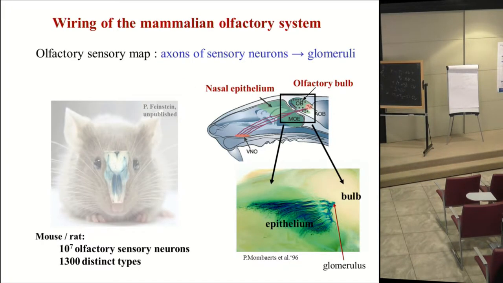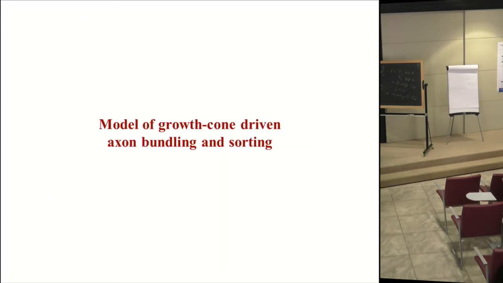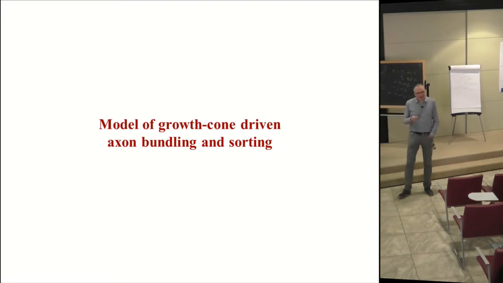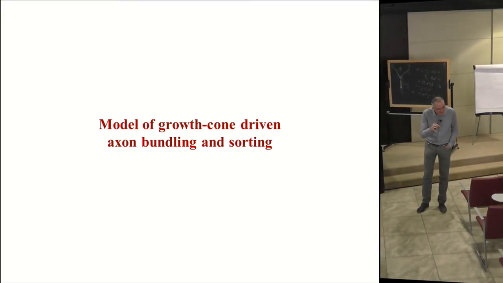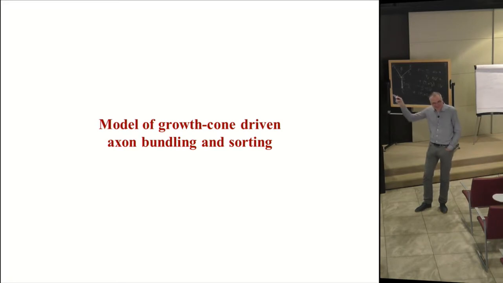The last part that I wanted to cover originally was actually a model of axon bundling that is controlled by the growth cone, okay? And it's older work that precedes this work that we did with Alain Tremblot, where we started concentrating not on the growth cone, okay?